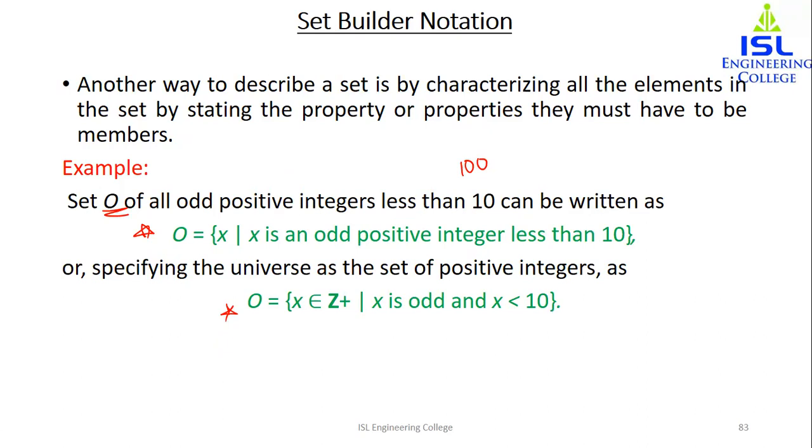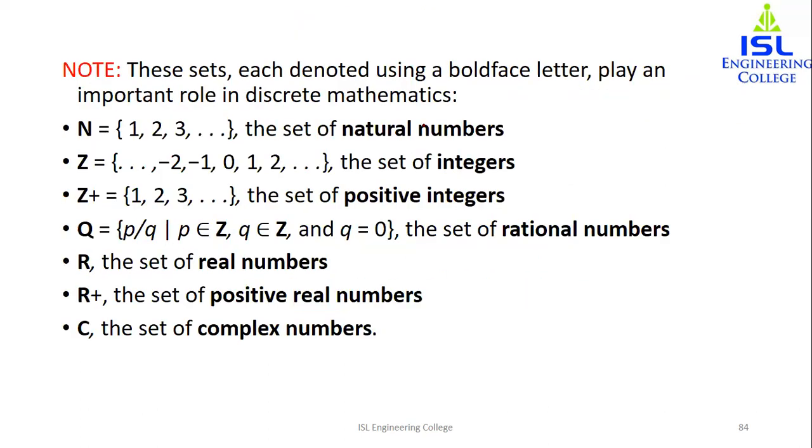Next, we will see some important sets which are used in discrete mathematics, each denoted by a capital letter. The set of natural numbers begins from 1, positive 1 till infinity. Sometimes even 0 is considered, so it is a person's intention whether he wants to include 0 or not.